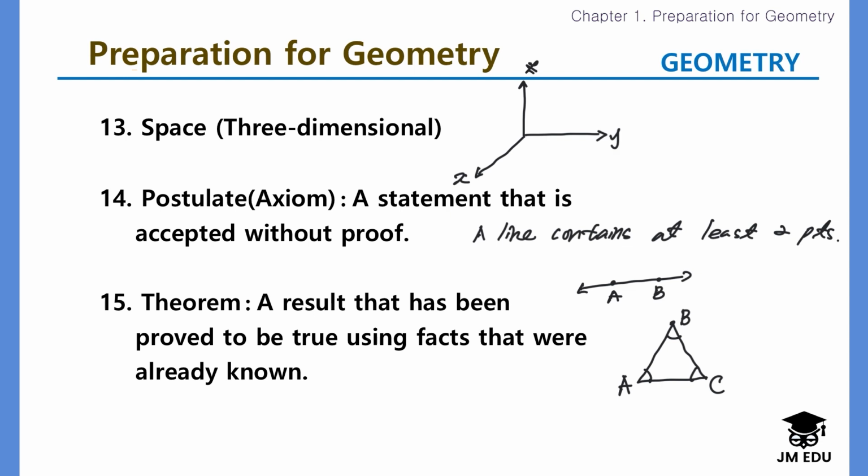Number 15, theorem. Theorem is a result that has been proved to be true using facts that were already known. For example, the sum of 3 angles in a triangle is always equal to 180. There is a reason why, and we're going to prove it. Okay? So if that's the result that has been proved, then we say that that's a theorem.